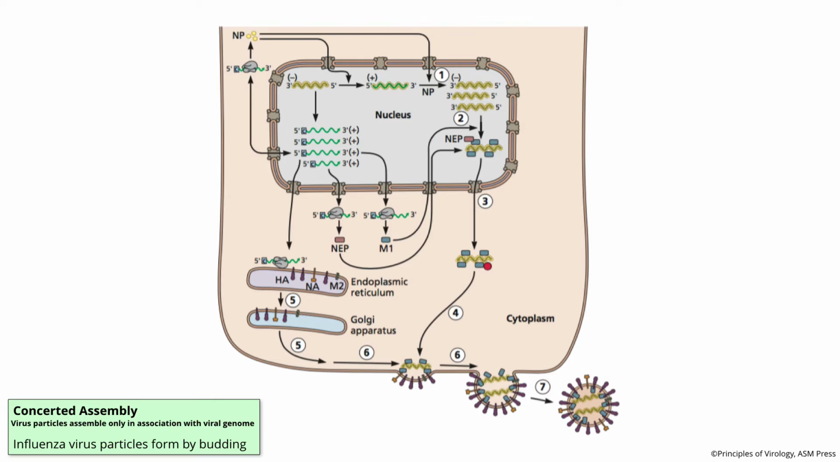So this is what we mean by concerted. The particle is formed in one step at the budding step. You've got a genome and you've got the glycoproteins, and it buds out, and you have a virus particle. Okay, so we distinguish sequential and concerted examples of virus assembly.